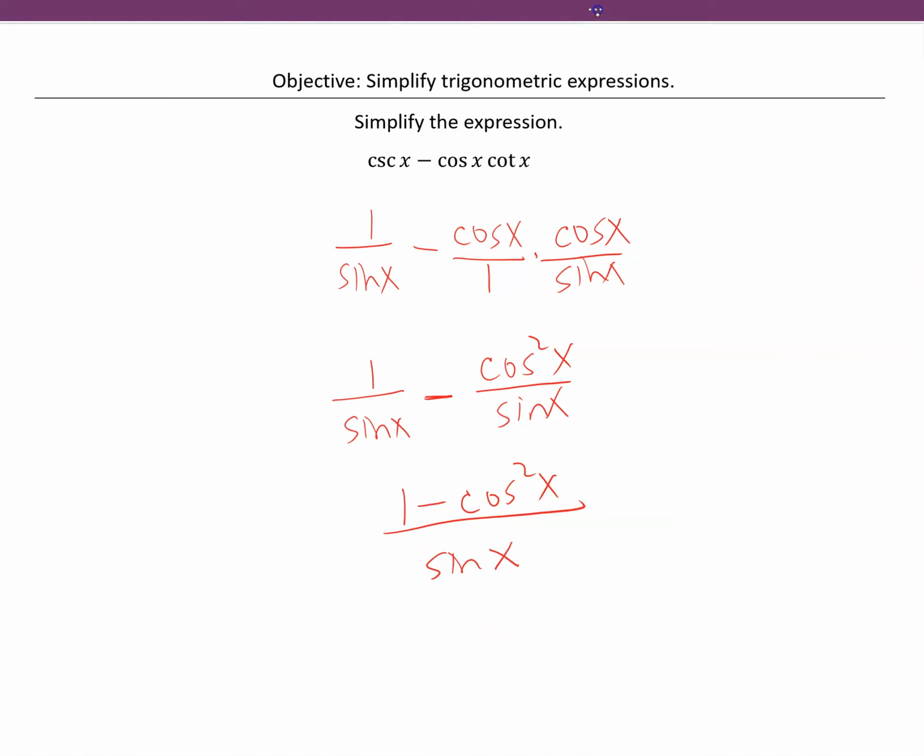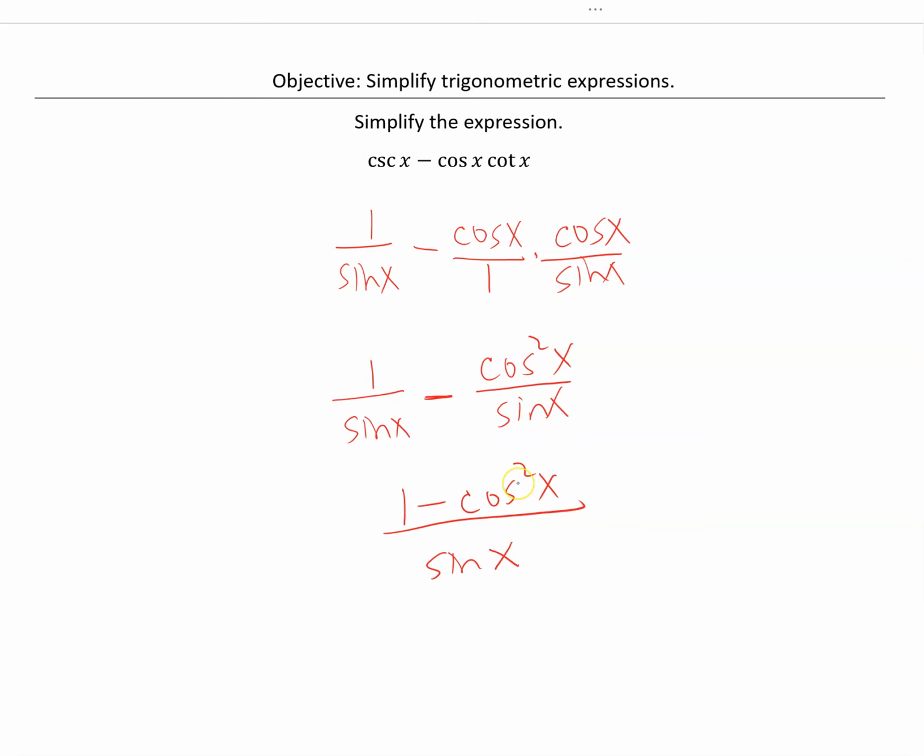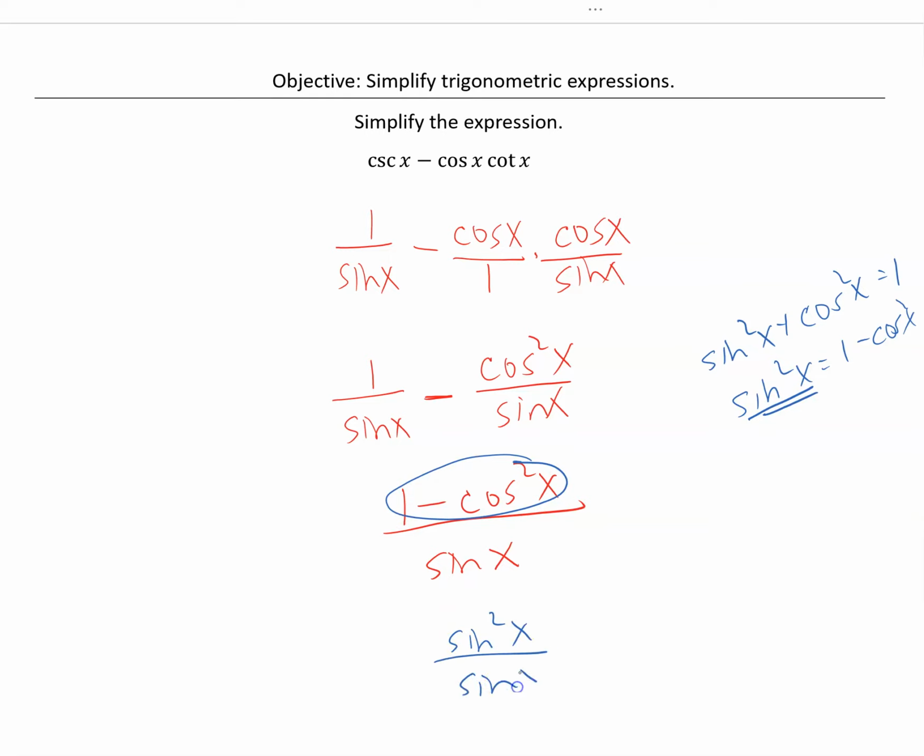And I have an alternate form of the Pythagorean identity. Remember that if sine squared plus cosine squared equals 1, then sine squared is equal to 1 minus cosine squared. And so again, this part right here is equivalent to sine squared x. So I now have sine squared x over sine x. And this is a ratio of powers of sine. So just like reducing x squared over x gives me x, sine squared over sine will give me sine of x, like so.